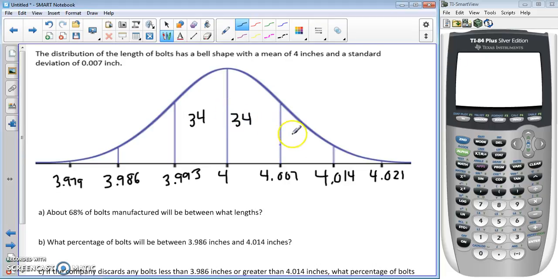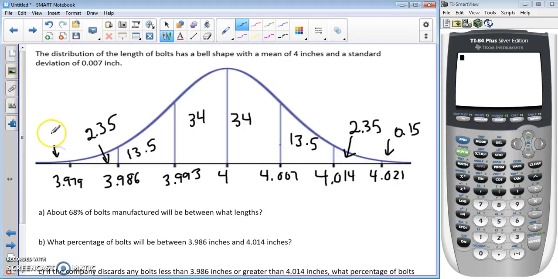So 34, 13.5, 2.35, and 0.15. Just to remind myself of those percentages. So 68, 95, and 99.7.